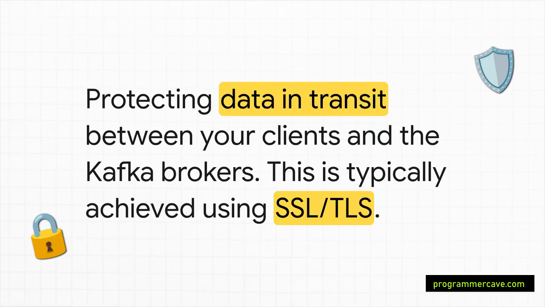You've got encryption, which is all about confidentiality. Then there's authentication, which is about verifying identity. And finally, authorization, which is all about permissions. Pillar number 1, encryption. This is all about making sure nobody can eavesdrop on the data flying back and forth over the network between your applications and your Kafka brokers. The standard way we do this is with SSL/TLS. Yep, the exact same technology that puts that little padlock in your web browser.